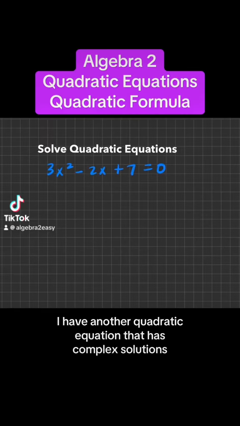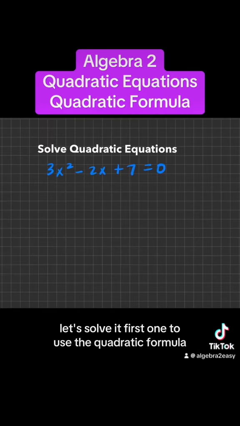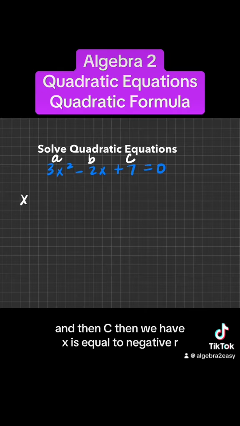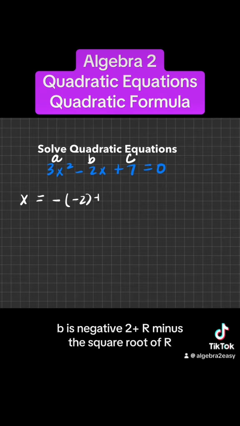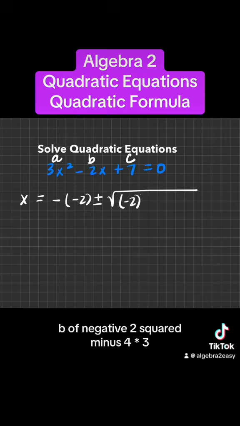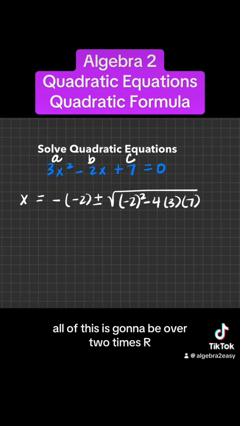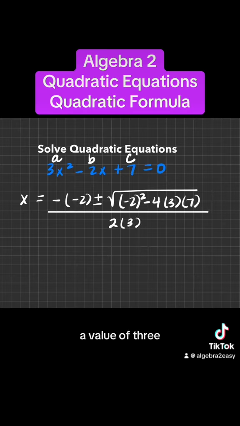I have another quadratic equation that has complex solutions. Let's solve it. First, I'm going to use the quadratic formula, so I'm going to label this as A, B, and then C. So then we have x is equal to negative, our b is negative 2, plus or minus the square root of our b of negative 2 squared, minus 4 times 3, and then times 7. All of this is going to be over 2 times our a value of 3.